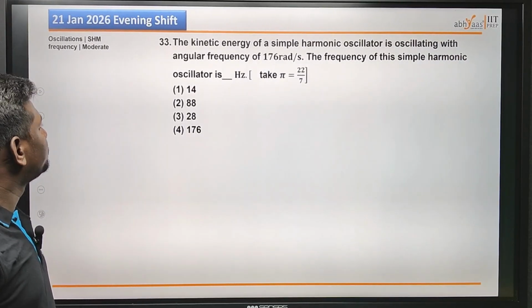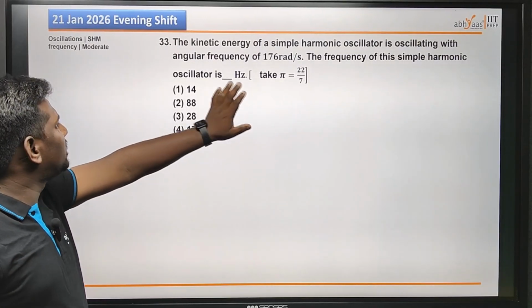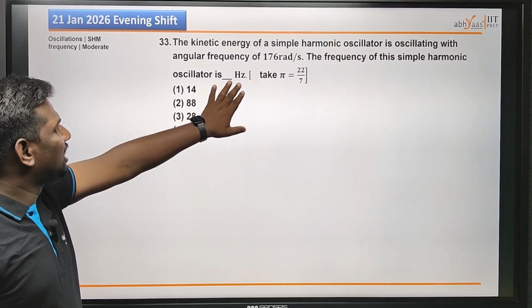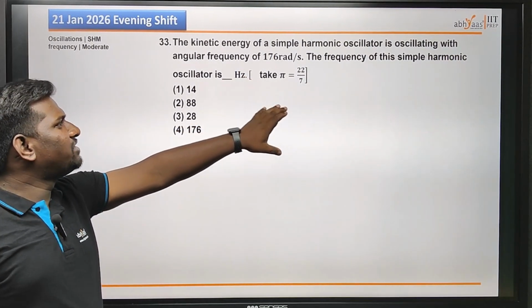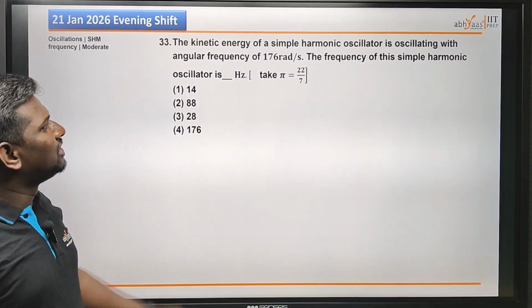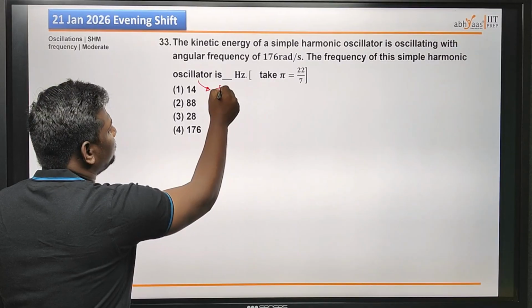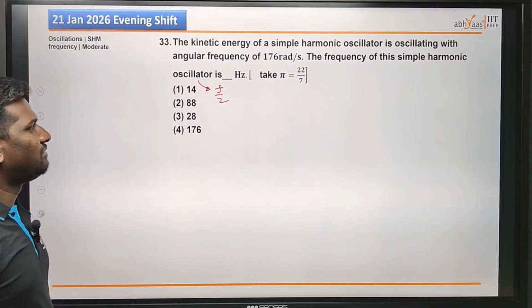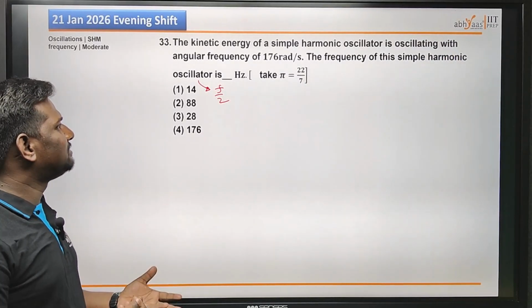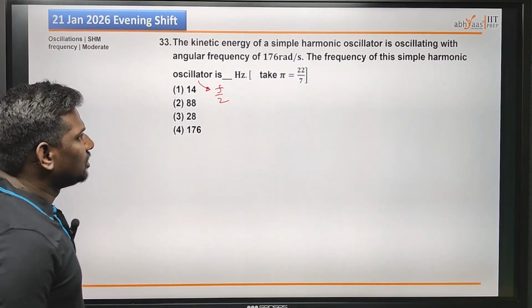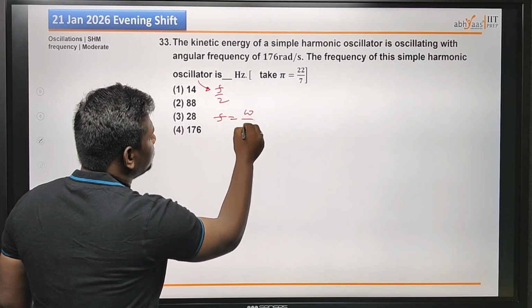So next one, see here. The kinetic energy of the simple harmonic oscillator is oscillating with angular frequency. They have given angular frequency omega as 176 radian per second. We have to find the frequency of the simple harmonic oscillator. We know the frequency of the simple harmonic oscillator is half of the frequency. So how to find frequency? The frequency formula, we know that one, omega by 2 pi.